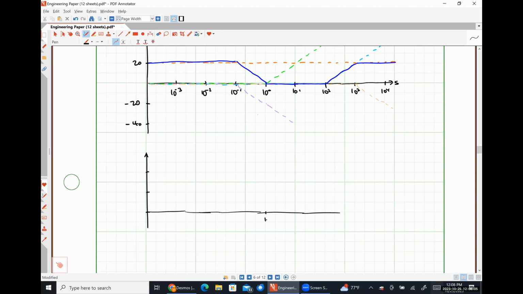That line right there corresponds to 10 to the 0. So 10 to the minus 1, 10 to the minus 2, 10 to the minus 3, 10 to the positive 1, 10 to the positive 2, 10 to the positive 3, 10 to the 4, and so forth.